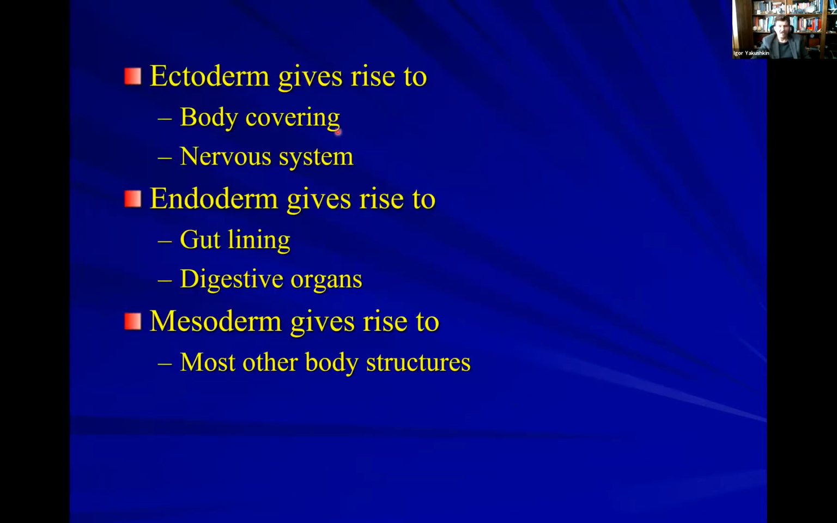All right, so ectoderm, please remember that. There will be a question on the test. Ectoderm gives rise to the body covering, skin, and the nervous tissue. And skin is the largest organ in the human body. About what, 8 to 10 pounds of skin you have? Largest organ. So endoderm gives rise to the gut lining and most of the digestive organs. Not all, but most of the digestive organs.